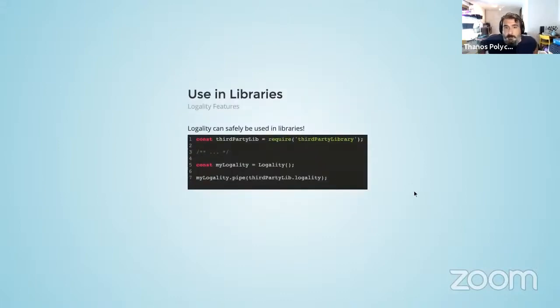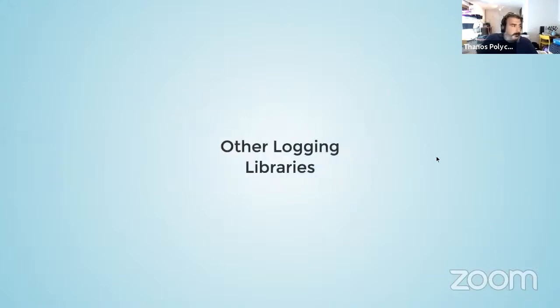And I mentioned that logality can be used in libraries. And the way this happens is that from your library, you now expose logality, and upstream, the consumer, the main application that is using your library, the only thing that it has to do is use the pipe method. And this is the third-party library. The third-party library exposes a logality instance, and you take that instance and you pipe it into your logality instance. This is the main application, and that way now you have full control of and homogeneous logging from your third-party libraries into your own application. This is important if you're writing open source libraries or other kind of libraries that are being included by your application. So that was logality.